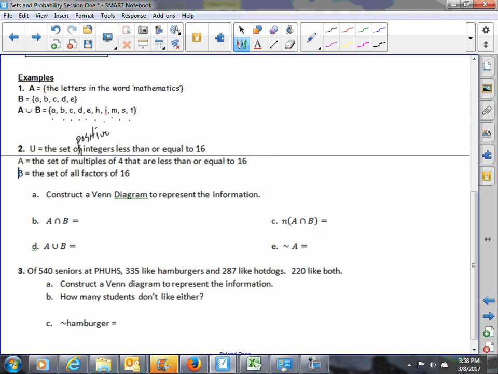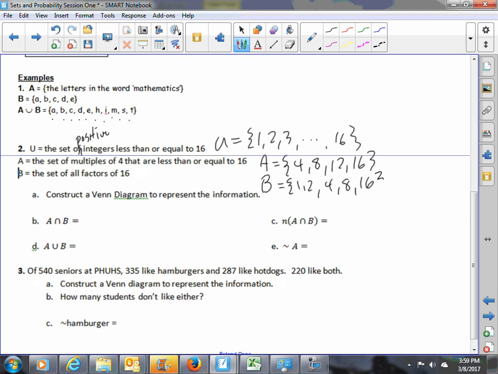So in other words, if we were to list the set U, it would be the set 1, 2, 3, up to 16. And A is the set of multiples of 4 that are less than or equal to 16, which would be 4, 8, 12, and 16. And B would be the set of all factors of 16, which would be 1, 2, 4, 8, and 16.